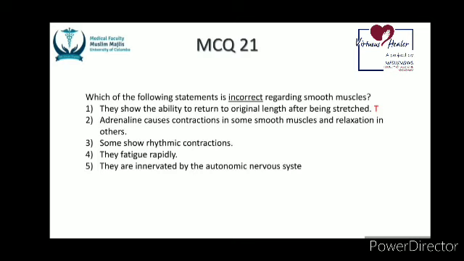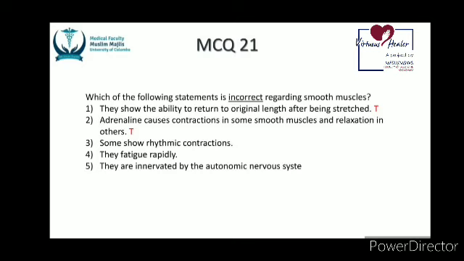In addition, adrenaline will also cause relaxation of smooth muscles in the wall of the gut, resulting in reduced peristaltic movements and reduced food conduction within the gastrointestinal tract. Now coming back to our second statement, adrenaline causes contractions in some smooth muscles and relaxation in others. So this statement is true because adrenaline will cause contraction of smooth muscles in the arterial walls and relaxation of smooth muscles in the walls of the airways and also in the wall of the GI tract.